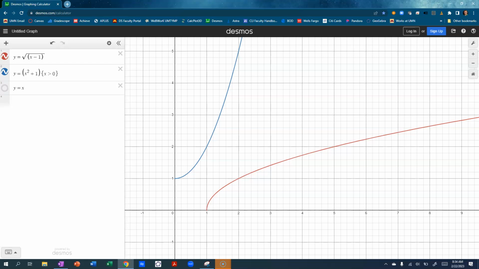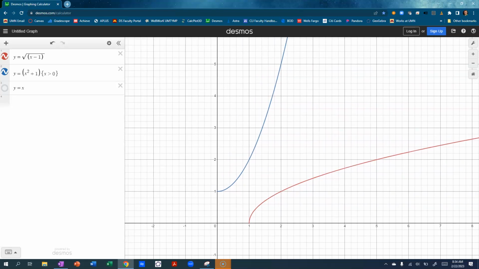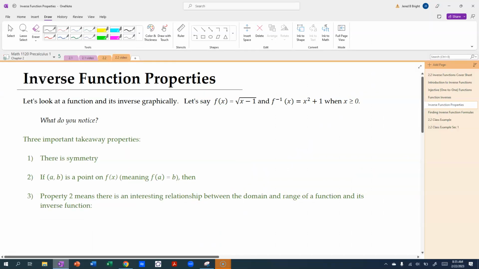Okay, well, one thing that I notice is that they seem to be sort of mirrored. Like I could maybe move the blue so that it could be on top of the red function. And that's actually true. If I imagine reflecting across the line y equals x and using that as my mirror, I would get the same thing. So when I'm thinking about symmetry, there is symmetry over the line y equals x.